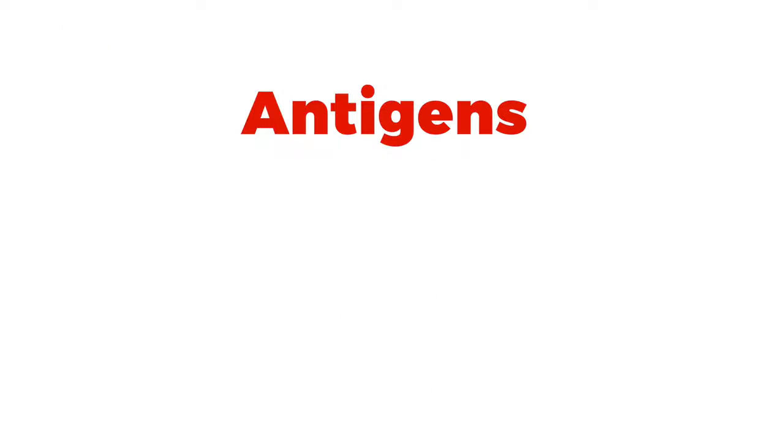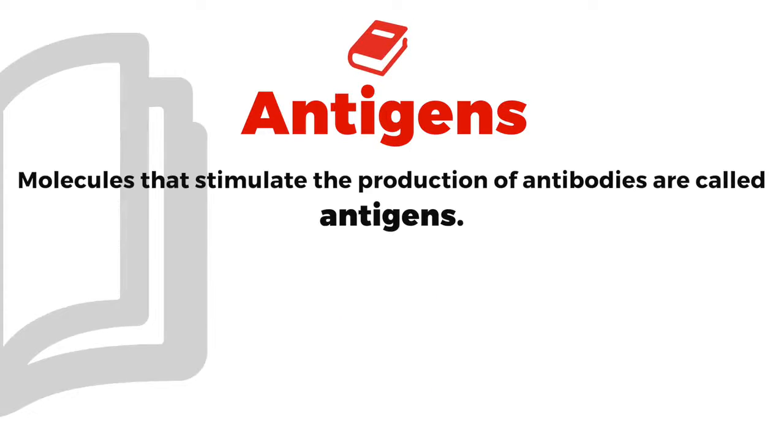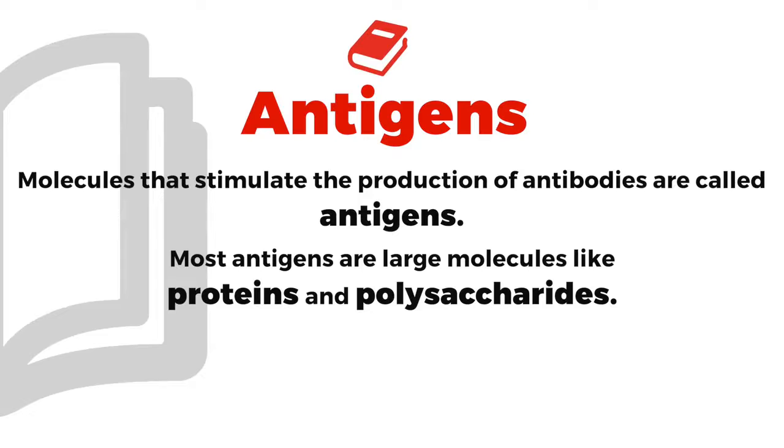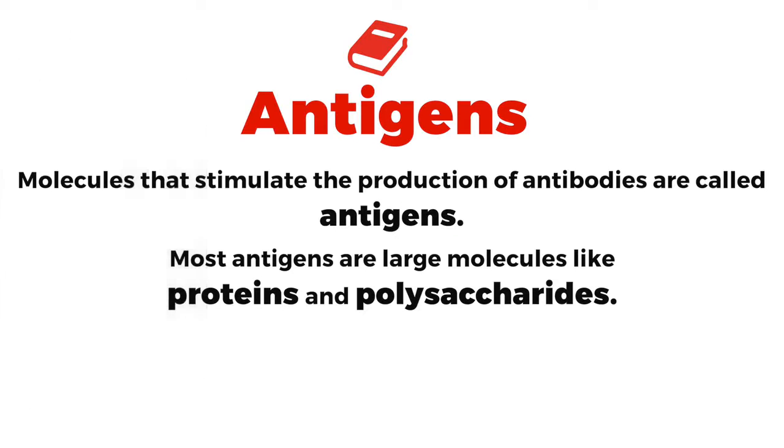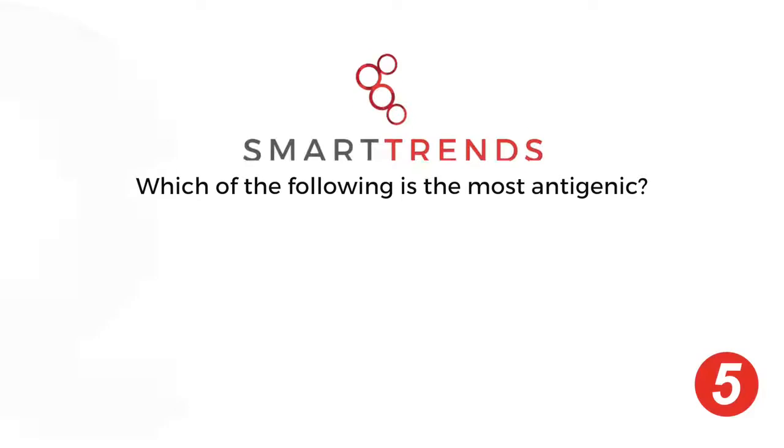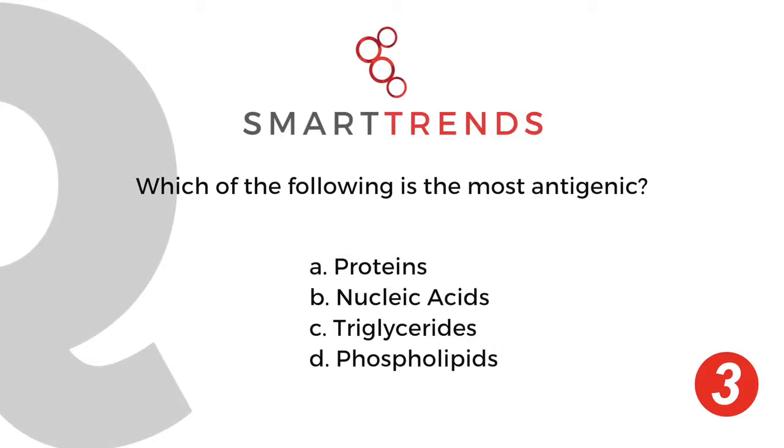It talks about antigens, and it says in that first sentence, molecules that stimulate the production of antibodies are called antigens. In the next sentence, it says most antigens are large molecules like proteins and polysaccharides, okay? So take a look at this past question, which showed up several times on old tests. So the take-home message, guys, is look for proteins as being the most antigenic, the most likely to elicit an immune response.